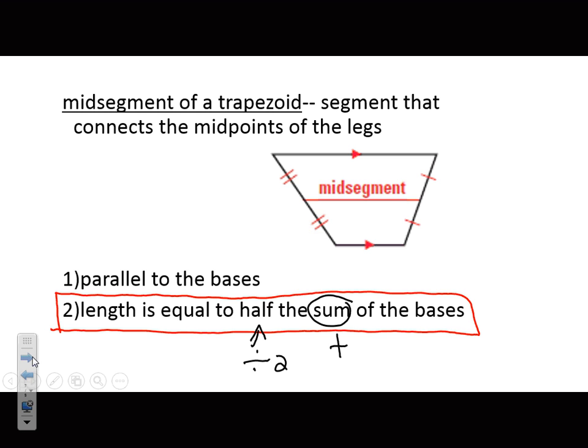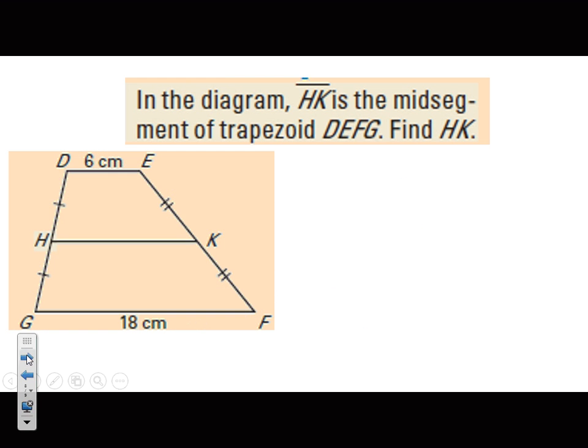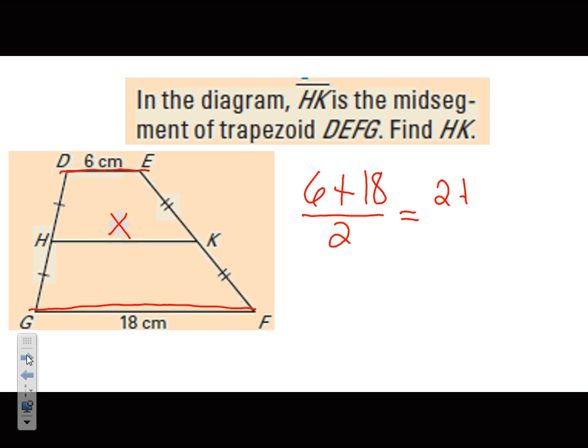Moving on. All right, here comes example number 1. I have 2 examples for you and then we're done. So make sure you get both of these into your notes, please. In the diagram, HK is the mid-segment of the trapezoid DEFG. Find HK. So I'm going to put in an X right here. Now, with that mentioned in the last one that we just read, the sum of these 2 bases. So I'm going to take 6 plus 18, and then I have to take half of this. So I'm going to add them together and divide by 2. If I add those together, I get 24 divided by 2, which is 12 centimeters.